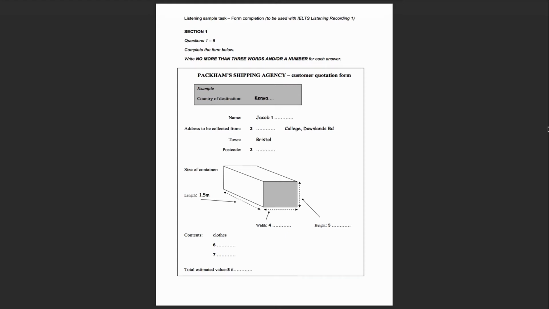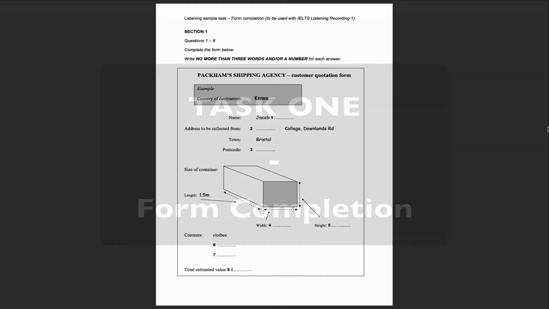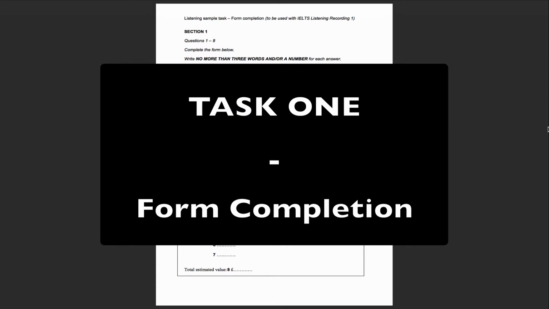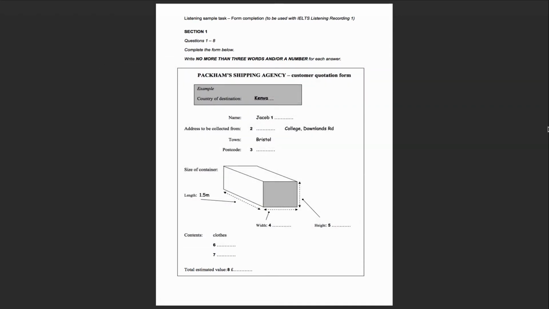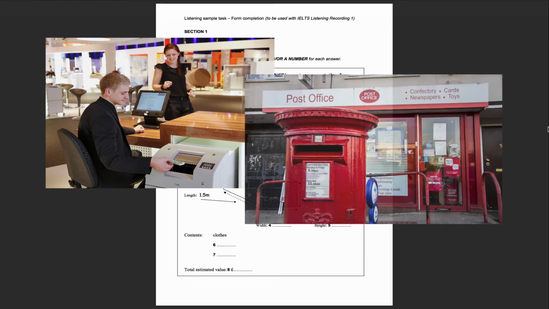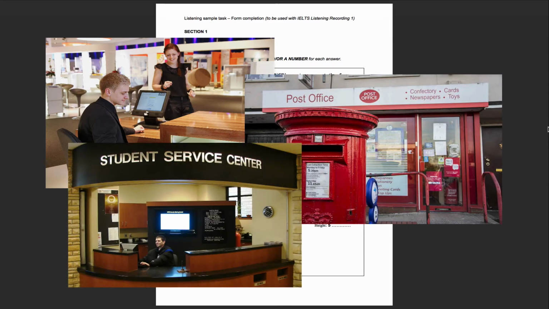Today we'll look at a very common question type, form completion. Form completion often appears in part 1 of the exam. You know this situation well from everyday life. Think of when you go to the bank, the post office, or the student information centre at your university.